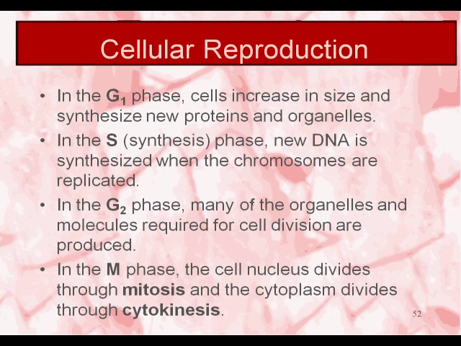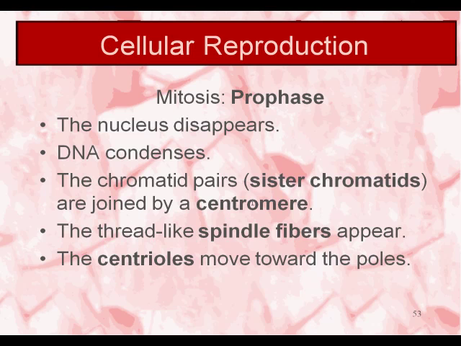Let's briefly look at the stages of mitosis, starting with prophase. In prophase, the nucleus disappears, the DNA condenses, the chromatids are joined by a centromere, thread-like spindle fibers appear, and the centrioles move to the opposite poles or opposite ends of the cell. And here's a picture of prophase.